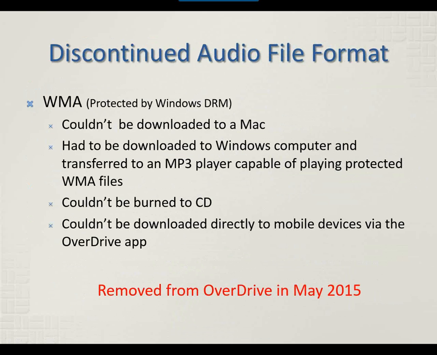For instance, WMA audiobooks couldn't be downloaded to Macs at all. They had to be downloaded to a Windows computer. They could be listened to on a Windows computer or transferred to an MP3 player, but that MP3 player had to be capable of playing protected WMA files. Most MP3 players were, but every once in a while somebody would have an MP3 player that wasn't capable of playing protected WMA files. WMA files couldn't be burned to CD, and they couldn't be downloaded directly to mobile devices like smartphones or tablets via the OverDrive app.